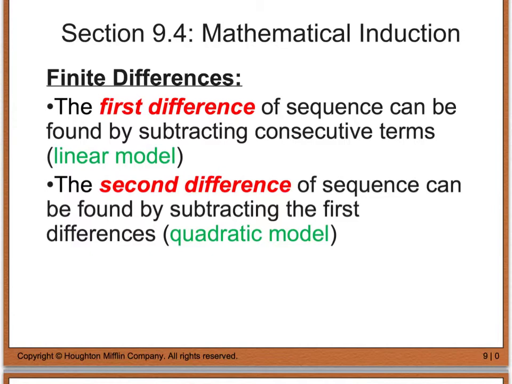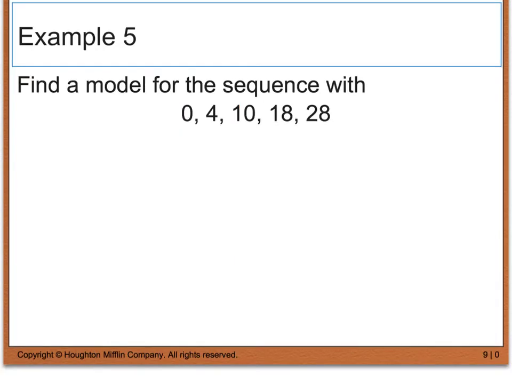Now, if we get the same number when we subtract these consecutive terms, then we can say that we have a linear model. If they're not the same, I need to do a second difference of the first difference. If I do a second difference and I get the same number, then I have what we call a quadratic model. And the pattern is going to continue on. However, for the sake of our problems, we're going to stop with either linear or quadratic models. So let's go and look at example 5.